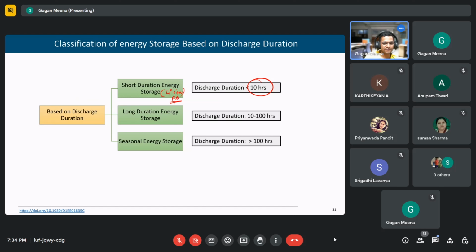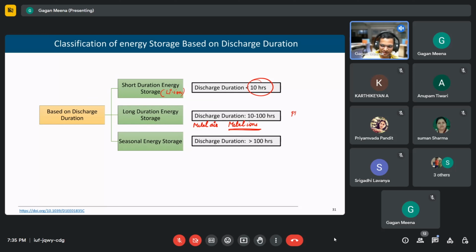Flow batteries, some of them can also provide this. But metal-air batteries, so metal ion batteries, have more than 10-hour discharge duration. There is one company which has come up with a metal ion battery which can provide a discharge duration of 100 hours. I think it is zinc ion. I am not remembering, and I do not have that slide in this slide deck. So this is long duration energy storage.